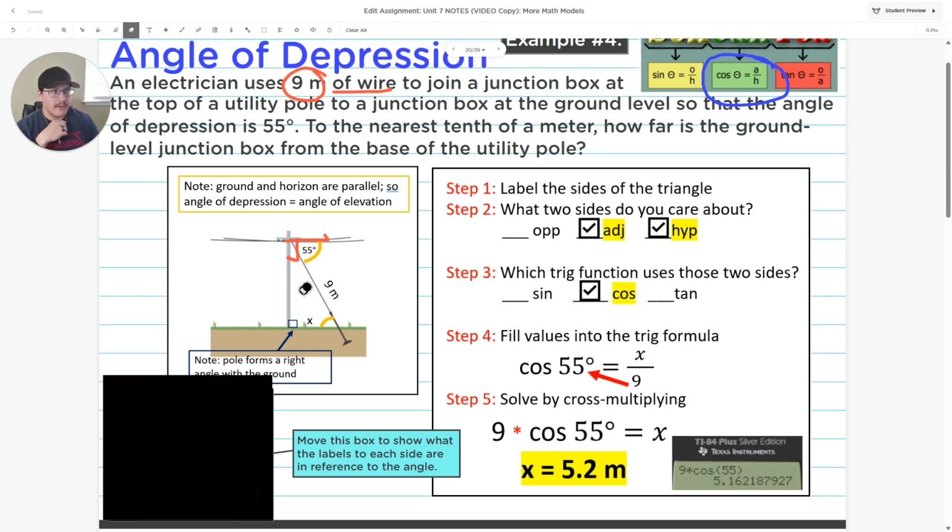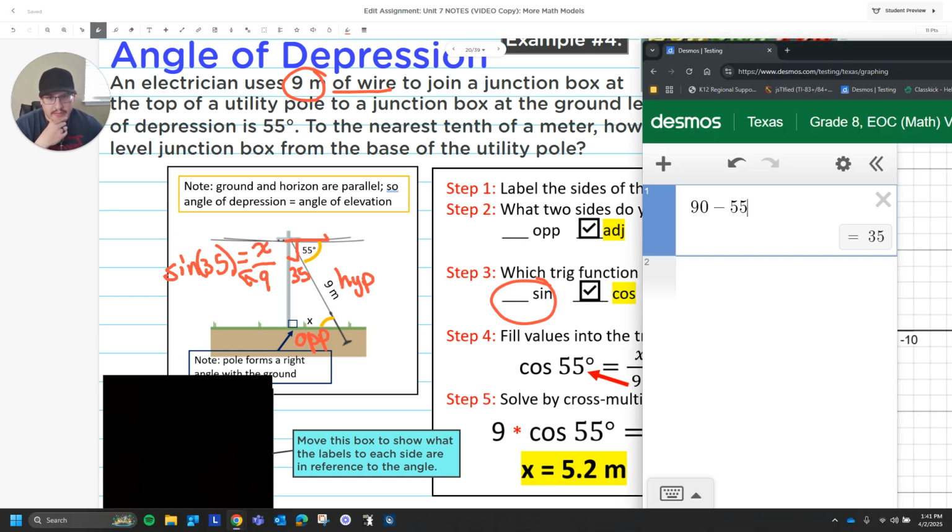So this right here is a 35-degree angle. We're going to use that as our reference angle instead. So this is still going to be the hypotenuse. However, the x is now going to be the opposite. So what two sides involve the opposite in the hypotenuse? Sine. So alternatively, we could have done sine of 35 degrees is equal to x over 9. And then cross multiply the 9 here. So let's test this out.